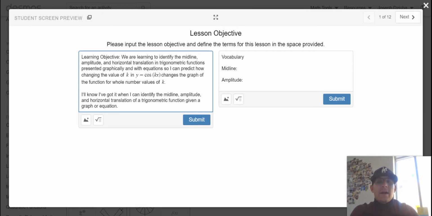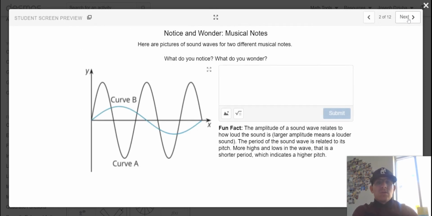But we're going to look at how we can change the value k, the scale factor of the input, and how that actually modifies the graphical representation. And then we'll know we've got it when we can identify the midline, amplitude, and horizontal translation of a trigonometric function given a graph or an equation. So in this case, we have two different musical notes, or the sound waves for those two musical notes. What do you notice? What do you wonder?